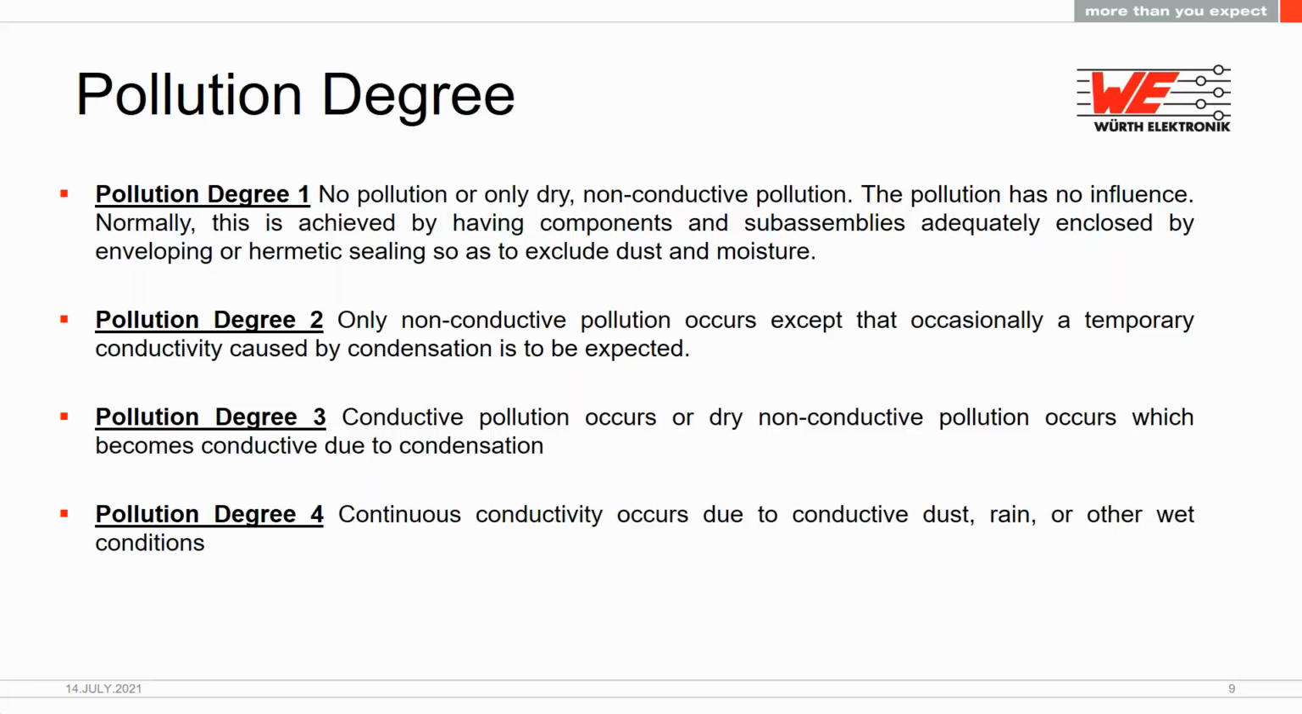Pollution degree 2 is the most common type of environment we design to meet here at Wurth. In the pollution degree 2 environment, only non-conductive pollution occurs with an occasional conductivity occurring due to condensation.